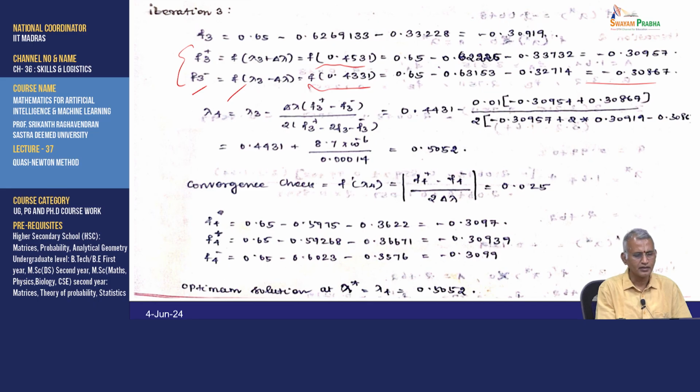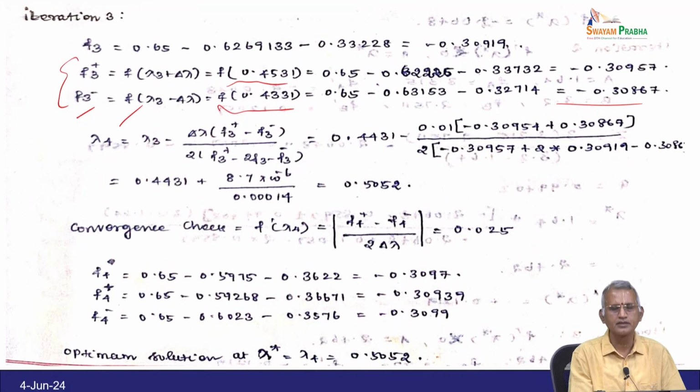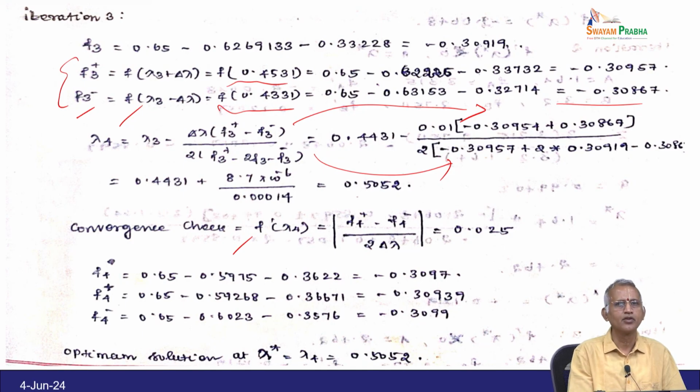This implies lambda 4 equal to 0.4431 minus 0.01 into this value, substitute it, and corresponding these two values also substitute. So, we have F4 equal to 0.65 minus 0.5975 minus 0.3622 equal to minus 0.3097.